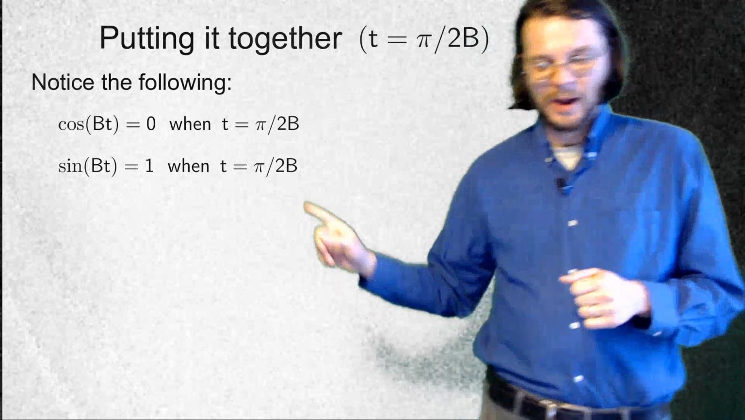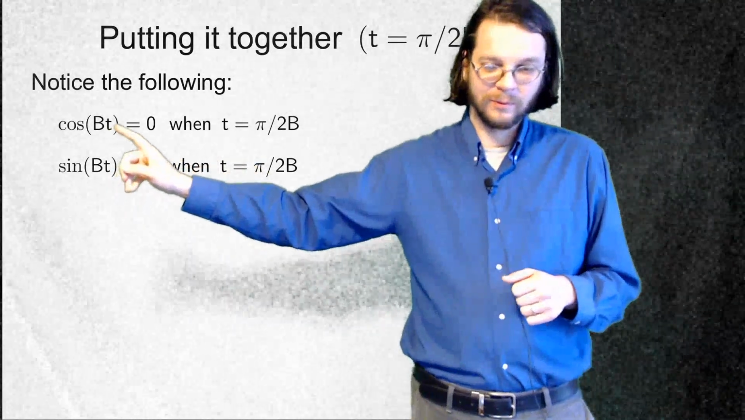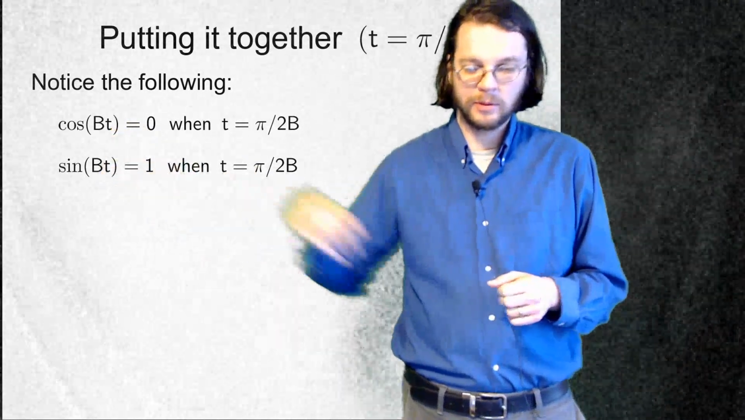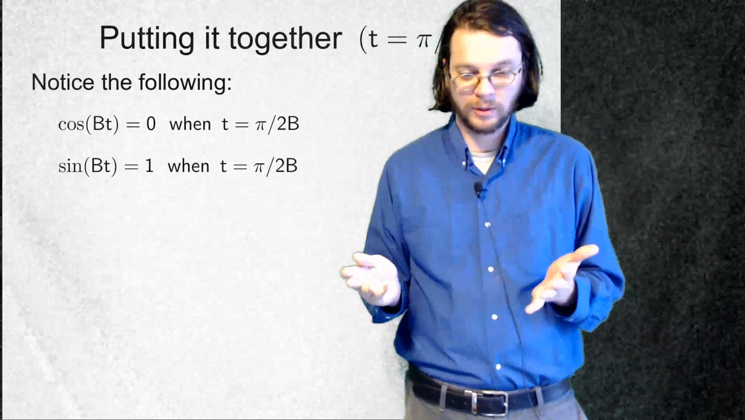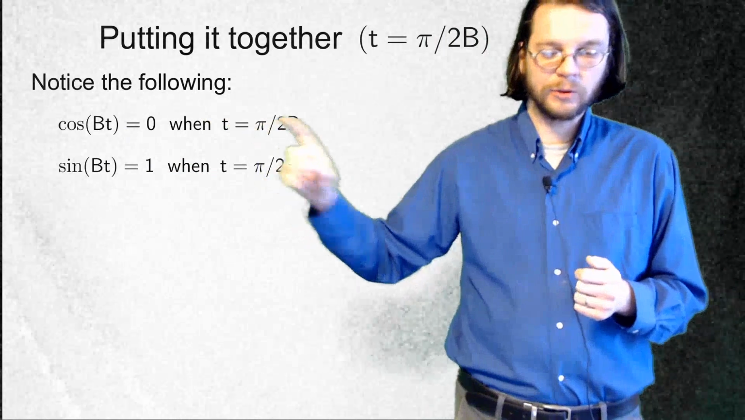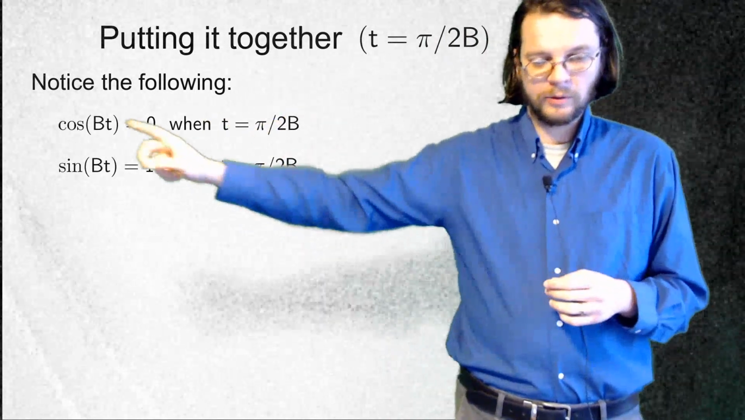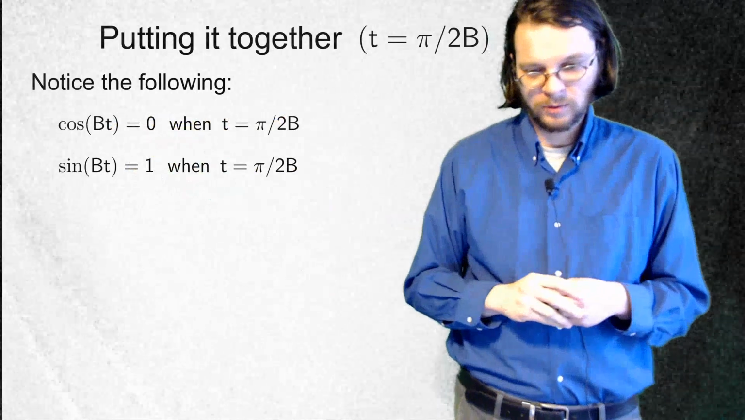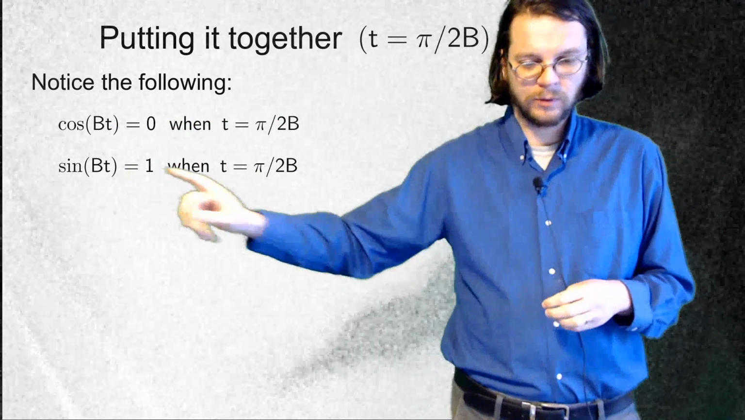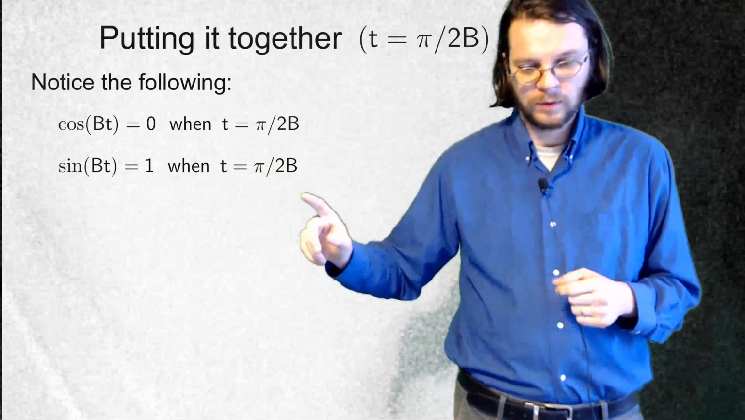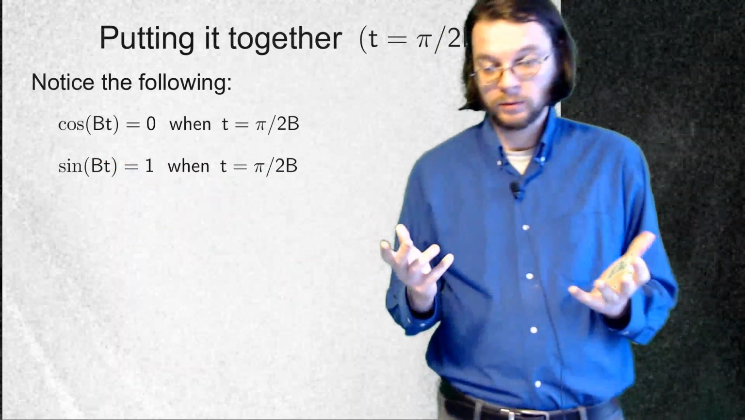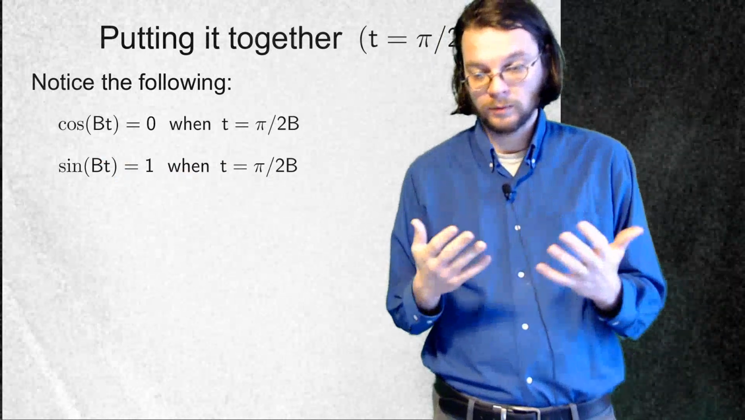So I don't know what b is, right? This is kind of a trick we're going to use. I don't know what b is here, and I don't know what b is here. I'm trying to solve for b, for goodness sakes. But I do know that if t equaled pi over 2b, then I would have cosine of pi over 2 here, which is equal to 0. Same thing with the sine function. If t is equal to pi over 2b, then that gives us sine of pi over 2. Sine of pi over 2 is 1, right? Pi over 2 is 90, so sine of 90 is 1.